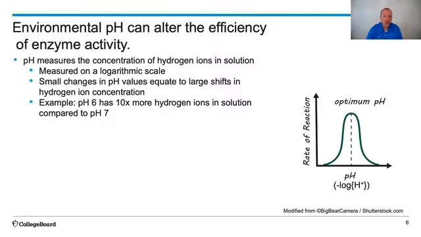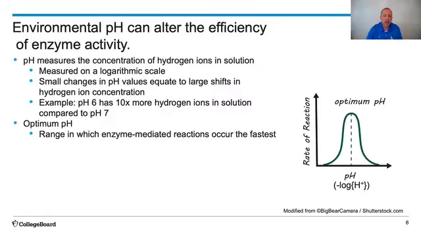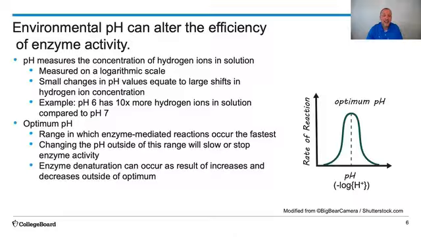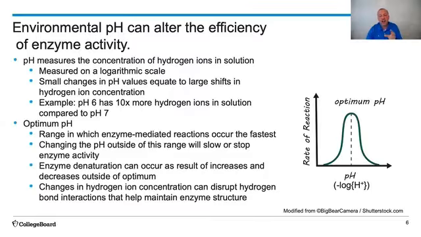So what about optimum pH? Well, it is a range in which enzyme-mediated reactions occur the fastest. Changing the pH outside of this range will either slow or stop enzyme activity. Enzyme denaturation can occur as a result of increases and decreases outside of the optimum range. Changes in hydrogen ion concentrations can disrupt hydrogen bond interactions that help maintain enzyme structure.